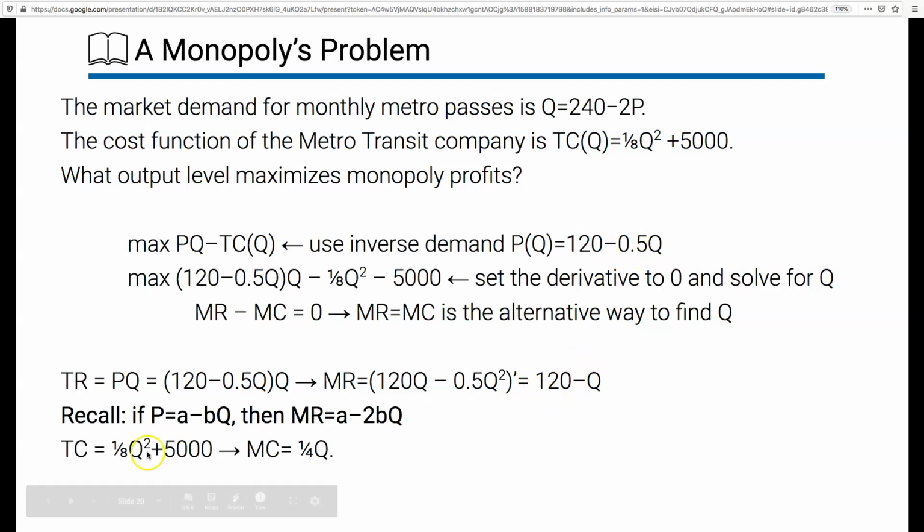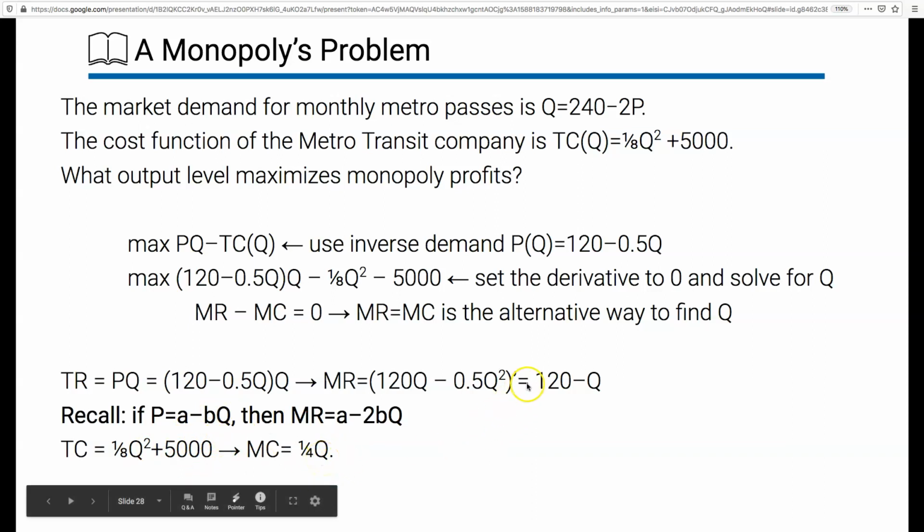What about the marginal cost? If the total cost is 1/8 q squared plus 5,000, marginal cost, the derivative of this expression, will be 2 times 1/8, 1/4 of q, and 5,000 just gives you 0. So the marginal cost is just going to be 1/4 of the output.